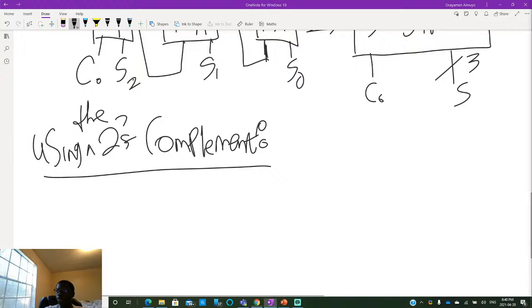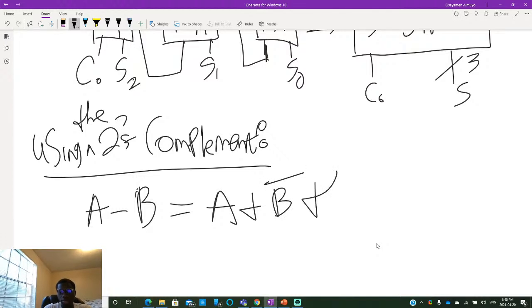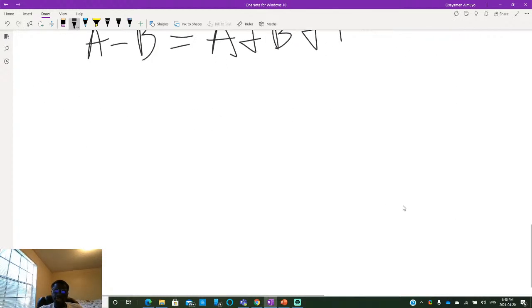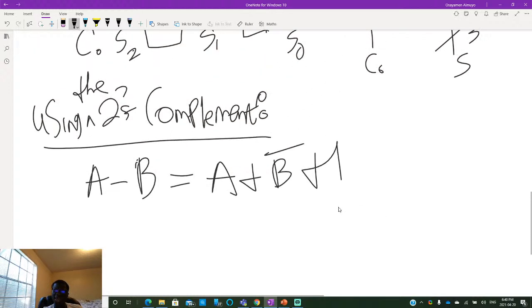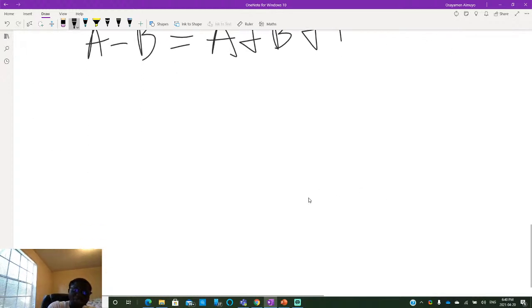Two's complement. Basically, A minus B, where A and B are binary numbers, equals A plus B bar plus 1. Now you might ask, how does this work? Okay, let's just try it.